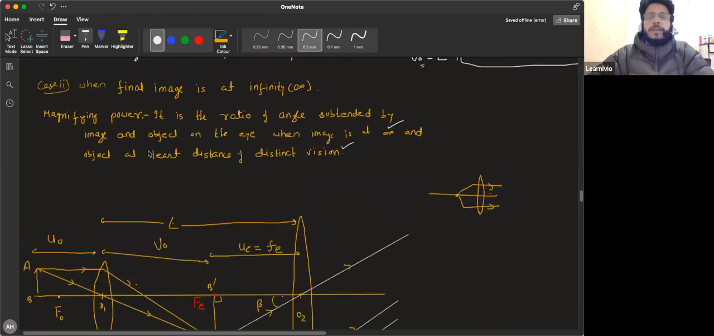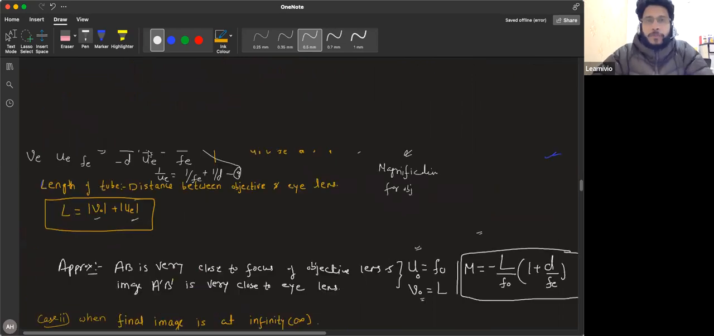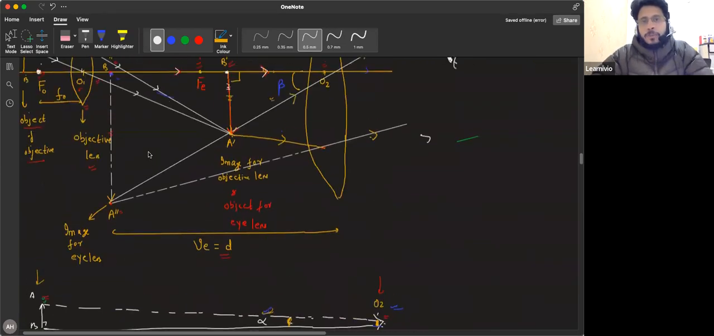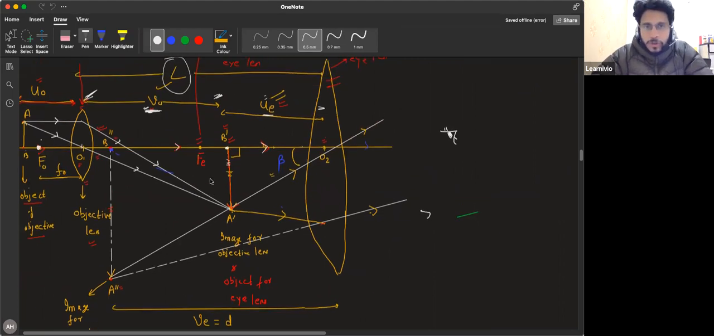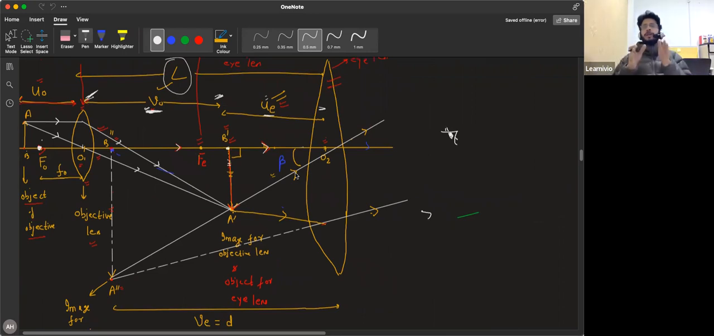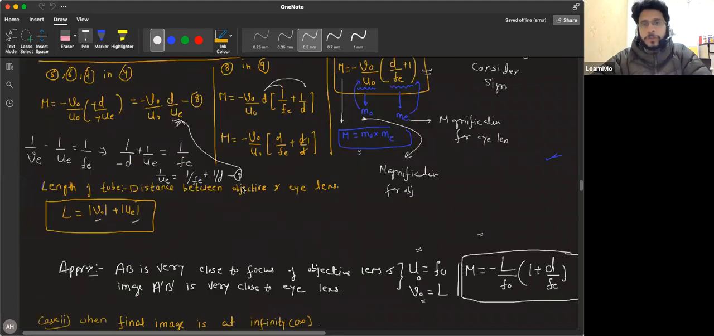Next, see, the second case when your final image is at infinity. See, this is the eye lens which is making the final image. So this is the object for the eye lens. A lens can make an image at infinity if the object is placed at its focus. So if this A prime B prime is placed at the focus of the eye lens, then this eye lens will make the image at infinity. So this is how we will proceed.